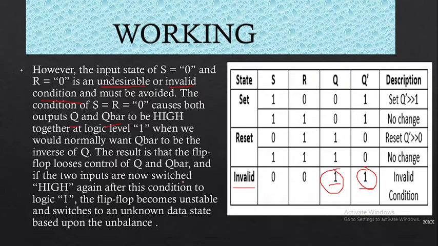So the result is that the flip-flop loses control of Q and Q bar, and if the two inputs are then switched high again to logic 1, the flip-flop becomes unstable and switches to an unknown data state based upon the imbalance. That means when this condition comes, it is known as the invalid state, and the flip-flop loses control and becomes unstable. So these were all the states in the working of an SR flip-flop.